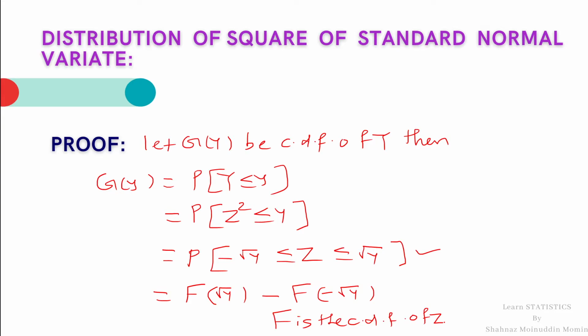To obtain the PDF of y, we differentiate this equation 1 with respect to y. Since one can get a PDF from the CDF by differentiating the CDF, which we have learned in the properties of CDF. If a student wants to learn that lecture, then click on the I button at the top right corner of the screen, and the link of that lecture is also mentioned in the description below.